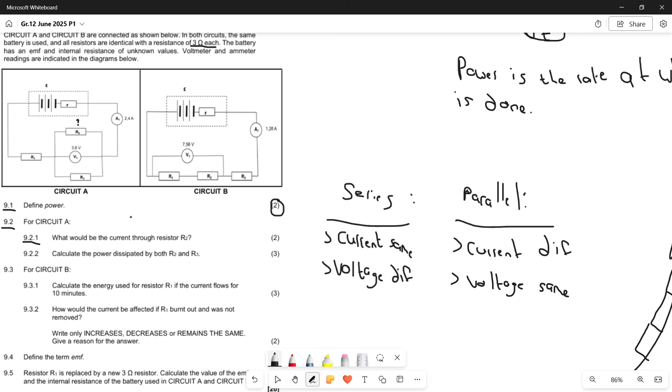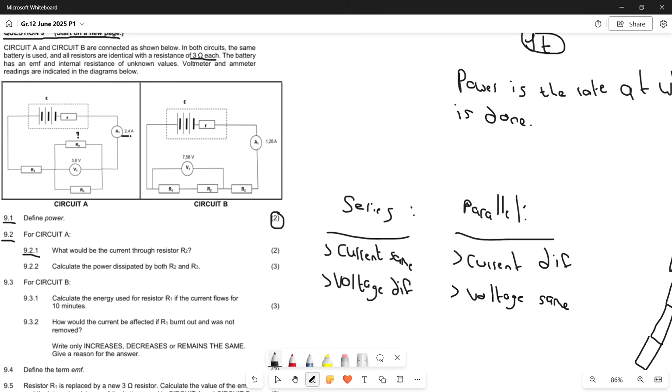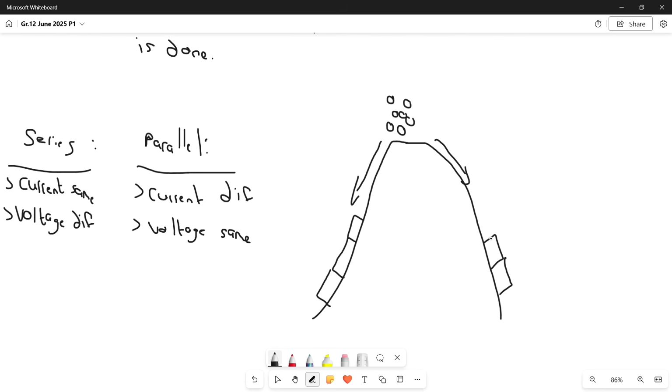Okay, so let me know if that analogy helps, because they asked in 9.2.1 what would be the current through resistor R2. So R2, R3, and R1. Our note is telling us that in parallel, our current is different, which means that it isn't 2.4 amps like this guy. But what is important is that we know that this is a 3 ohm resistor, this is a 3 ohm resistor, and this is a 3 ohm resistor, which means our analogy in this case is that there is the same amount of resistance in both cases.